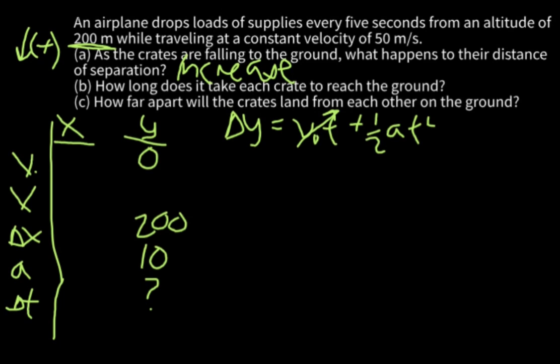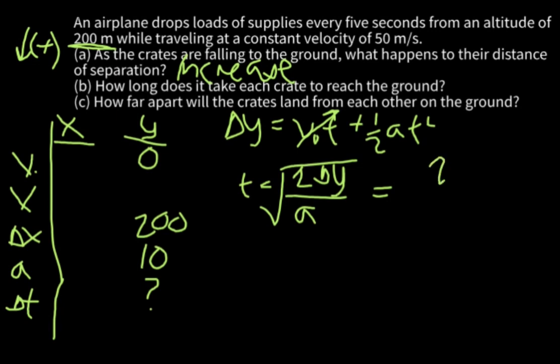So now we can solve for time to get 2 times change in y over acceleration and then take the square root of that. So if you substitute in your values, that would give 2 times 200 divided by 10. Take the square root, and you can plug that into a calculator to get approximately 6.32 seconds.